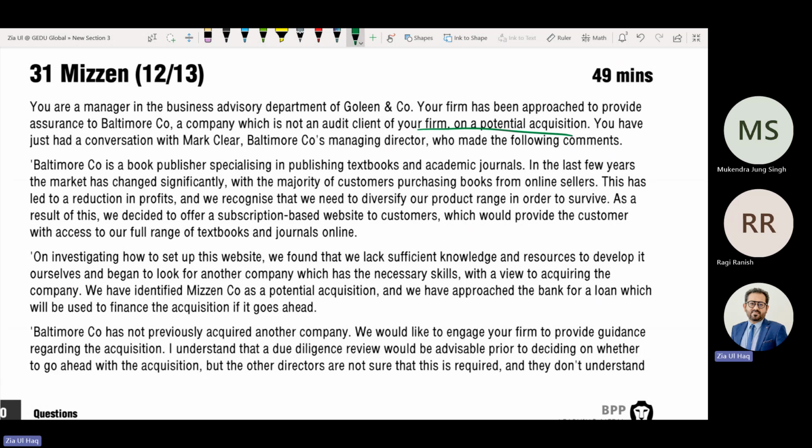Baltimore Company is a book publisher, specializing in publishing textbooks and academic journals. In the last few years, the market has changed significantly, with the majority of customers purchasing books from online sellers. People are using soft form books rather than hard copy books. Nowadays, even ACCA students do not buy hard copies of books. They are having a free soft copy, they are using that, and they are saving money.